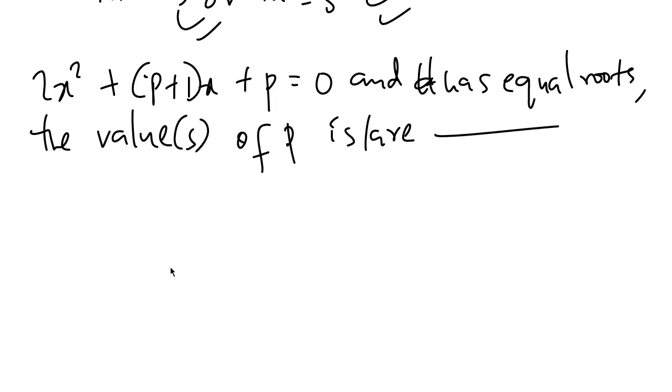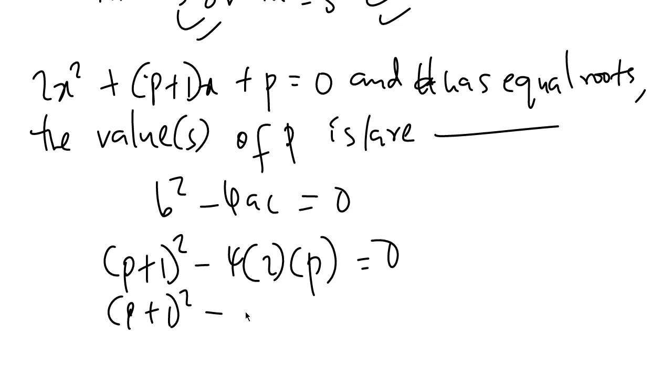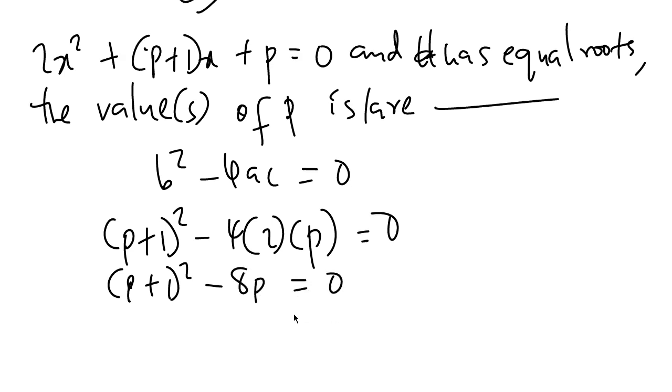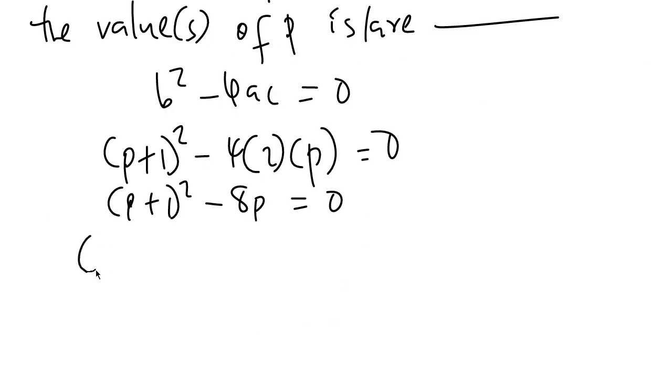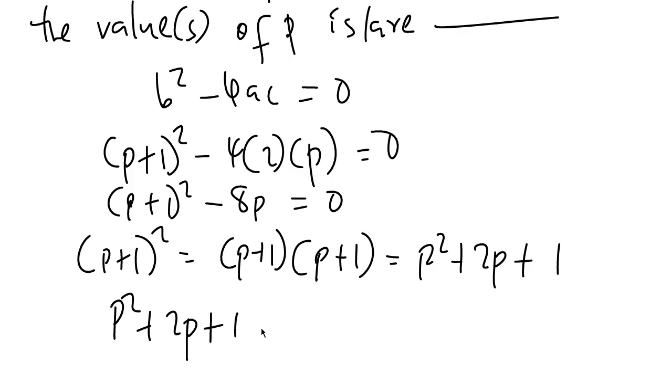So what do you do? Follow the principle. B squared negative 4ac should be equal to 0. So that means that what? p plus 1 squared minus 4 into what? 2 into what? p, which is c, is equal to 0. That will be p plus 1 squared. Negative 4 times c is what? Negative 8p should be equal to what? 0. Then on expansion, what do we have? p plus 1 squared is equal to p plus 1 into p plus 1, which is what? p squared plus 2p plus 1. You grab. So that will be p squared plus 2p plus 1, negative 8p should be equal to what? 0.